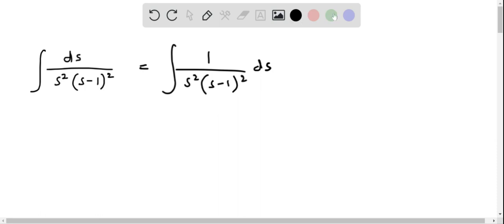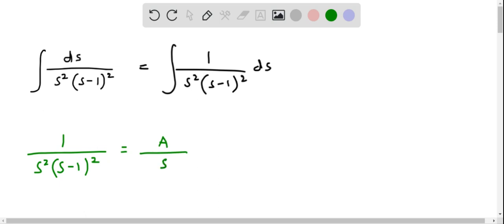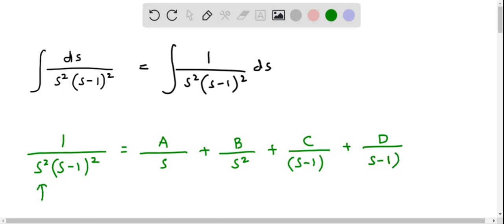So first, let's consider only the expression inside the integral. I write down 1 over s squared times (s minus 1) quantity squared, and using partial fraction decomposition, we can write this rational expression as a sum of partial fractions. That is, we put the first fraction as a over s, because we have an s squared term, so we have to utilize one constant for the s term, and then we put b over s squared. So we place another constant for the s squared term, and we also put another constant over s minus 1, and we also put another constant over (s minus 1) quantity squared.